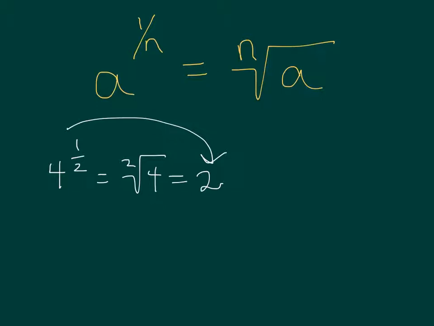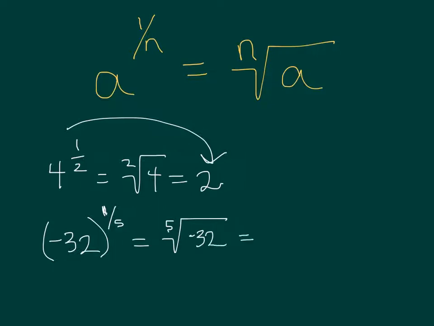You can also do it with cubes, or fifths or fourths or whatever. Let's say I give you negative 32 to the 1/5. I don't know what negative 32 to the 1/5 is, but I can convert that to a fifth root. Popping that negative 32 in there, the fifth root of negative 32 happens to be negative 2. So in other words, negative 32 to the 1/5 is negative 2. So that seems pretty simple.